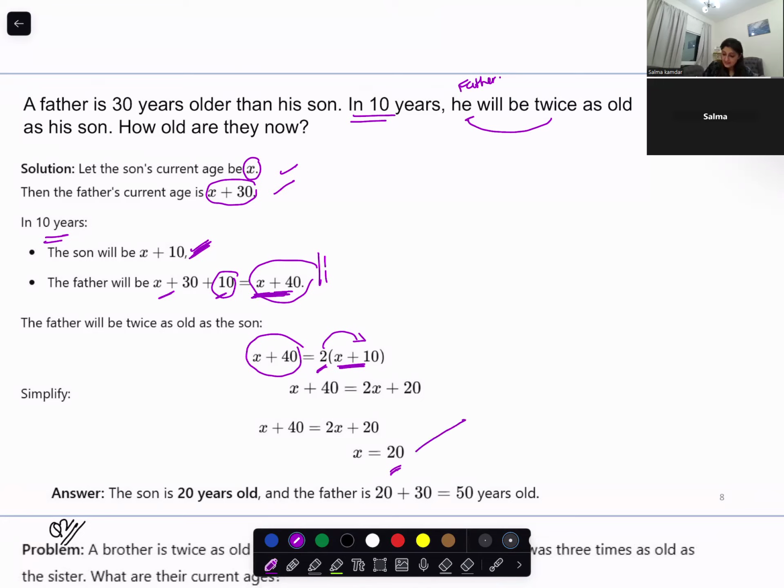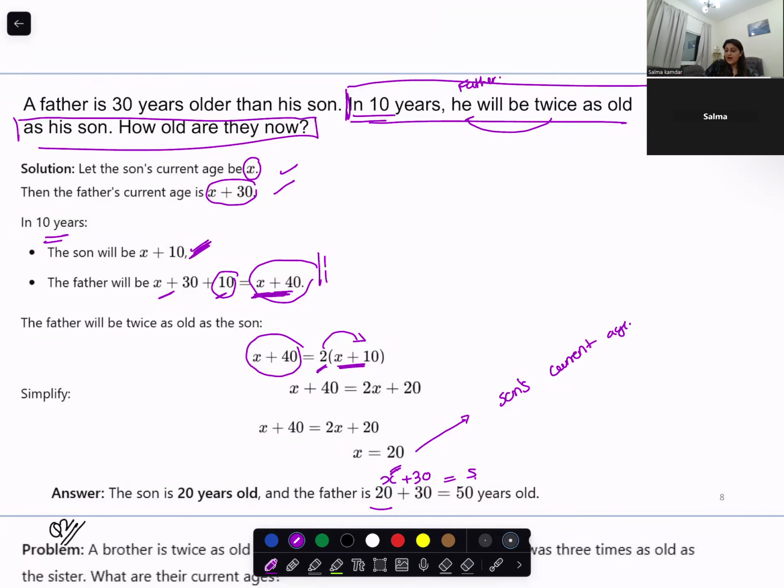So x is the son's current age and the father's current age would be x plus 30, that is equal to 50. It is very important to understand over here that the equation would be for after 10 years. So I need to find the current ages, I need to find the age after 10 years.